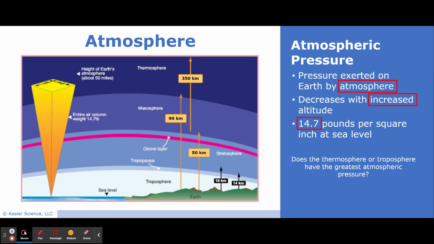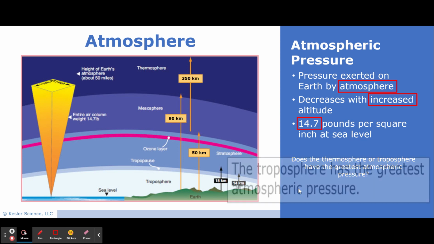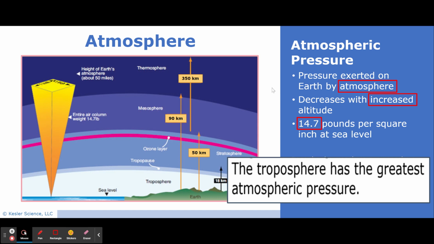Now, the next part, you have a question. It says, does the thermosphere or troposphere have the greatest atmospheric pressure? Well, based on what we just said, here is the troposphere. Here is the thermosphere. And it says it decreases with altitude. So what can you assume has the greatest pressure? The troposphere has the greatest atmospheric pressure. Again, that's down here. And we know that as you go up, the atmospheric pressure decreases. So please write this where it says question on those 3 lines that are on your paper.